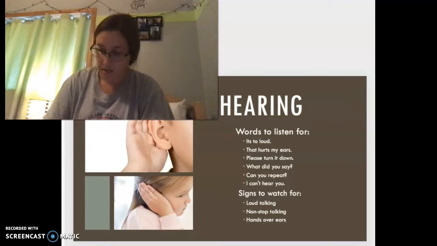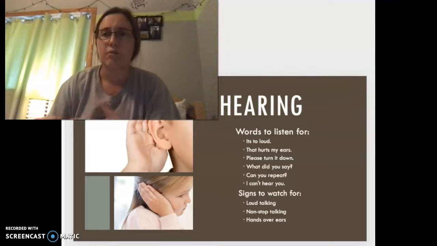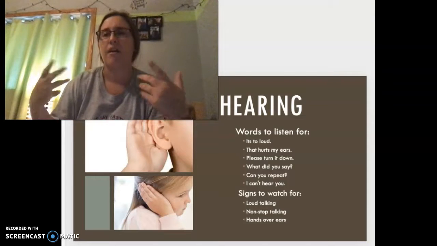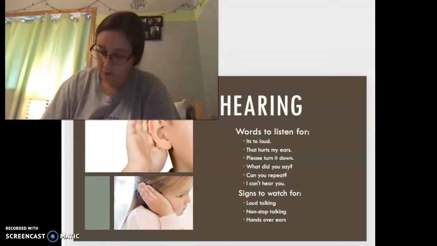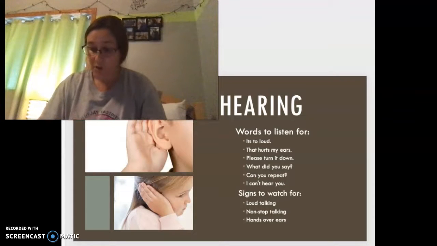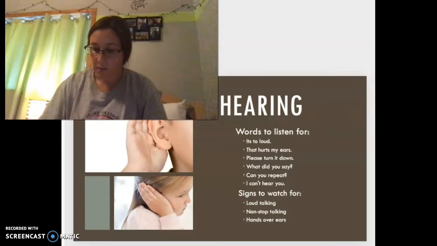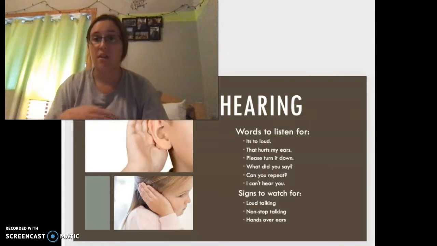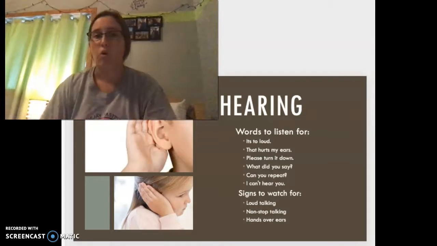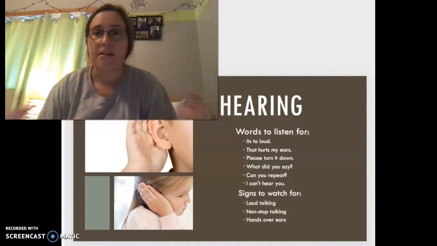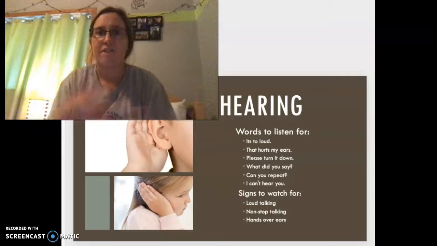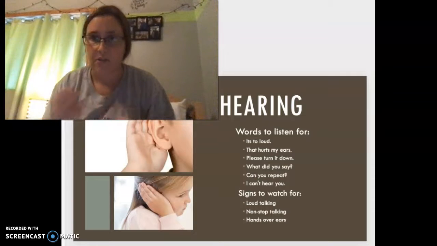Under-responsive can be like, what did you say? It needs things repeated because they aren't there. They're in a cloud. So that's something for the under-responsive students. And it also could be for the craving students. They need you to repeat, or they need things louder. I can't hear you, because it's not loud enough for them. They need it fast, loud. So those are the different things for hearing.